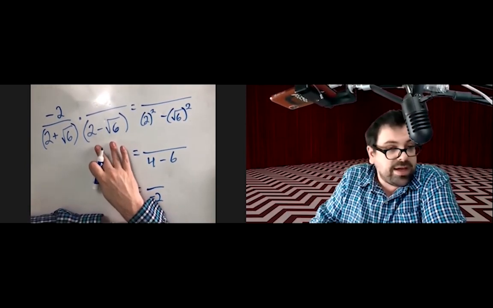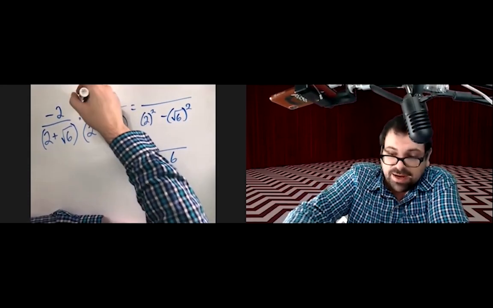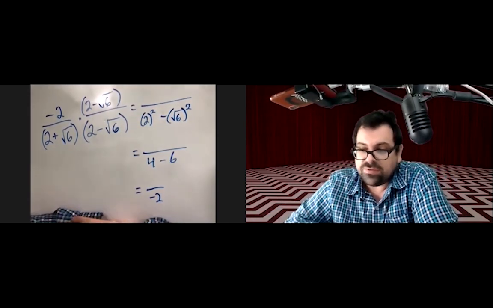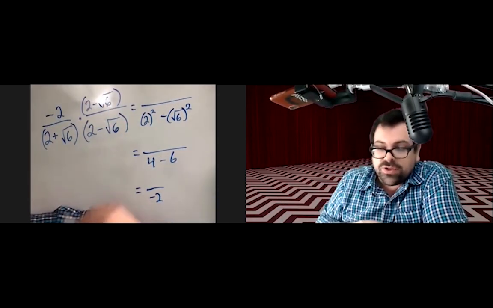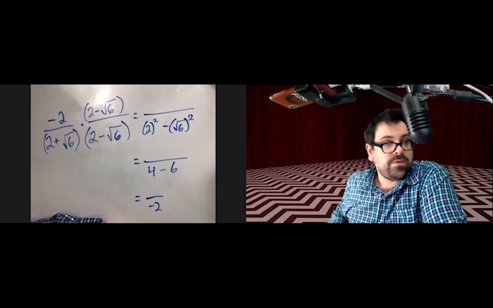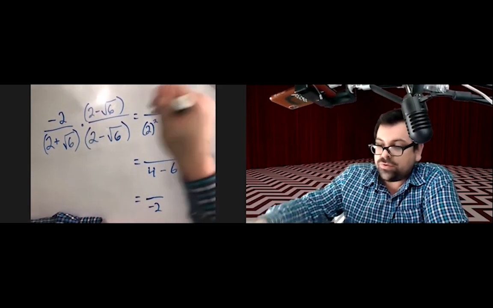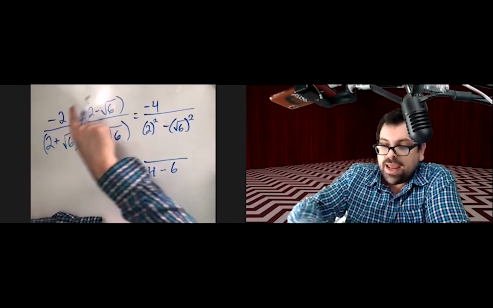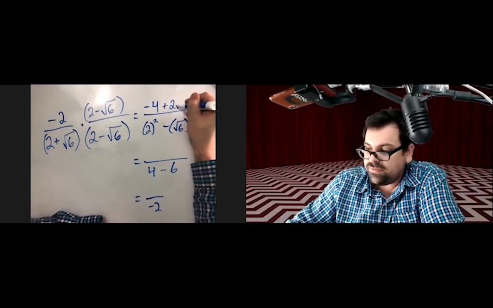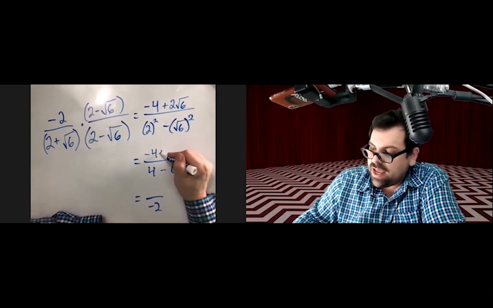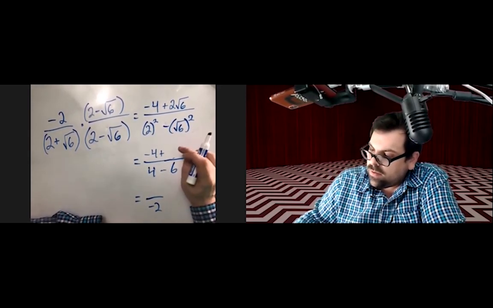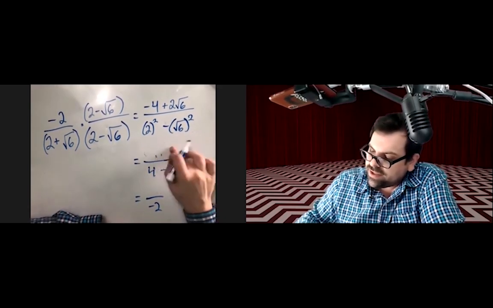Let's figure out what the top is. If we're multiplying by 2 minus radical 6 on the bottom, since we're multiplying by 1 overall, that form of 1 is 2 minus radical 6 over itself. We're distributing on the top. -2 times 2 is -4. -2 times negative radical 6, negative times negative is positive 2 radical 6. So -4 plus 2 positive radical 6.